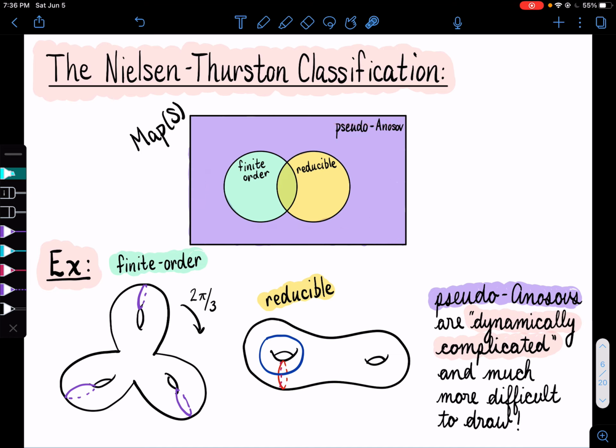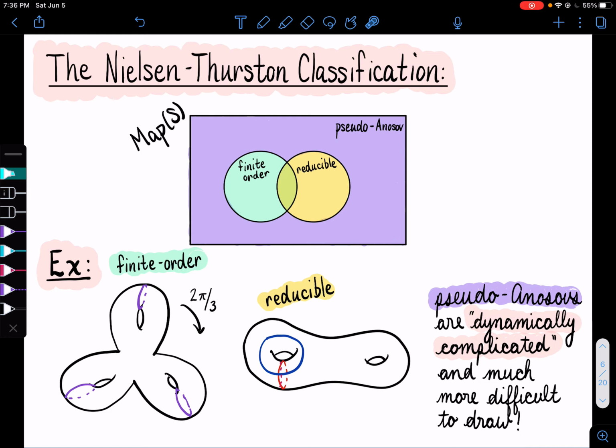I said here that pseudo-Anosovs are dynamically complicated, and they're sort of the most interesting flavor, at least for me. I won't speak for everyone. They're one of the most interesting flavors of mapping classes that we have. Pseudo-Anosovs have a bit of a technical definition that I won't get into, but they have a really rich structure associated to them. One of the outcomes of the Nielsen-Thurston classification is that this structure exactly coincides with being the elements of the mapping class group which are infinite order and irreducible.